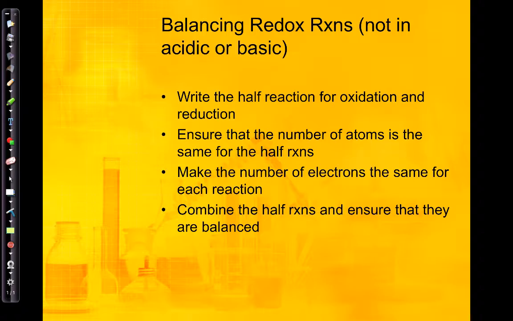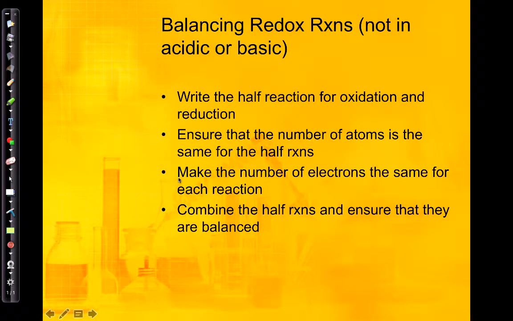Alright, so if I was going to balance a redox reaction and write the net ionic reaction for a redox reaction, the way that I do that is I write the half reaction for the oxidation and the reduction. I balance both of those reactions with the number of atoms and then also the charge on both sides by adding electrons. And then the number of electrons gained in the reduction half reaction has to be the number of electrons that is lost in the oxidation.